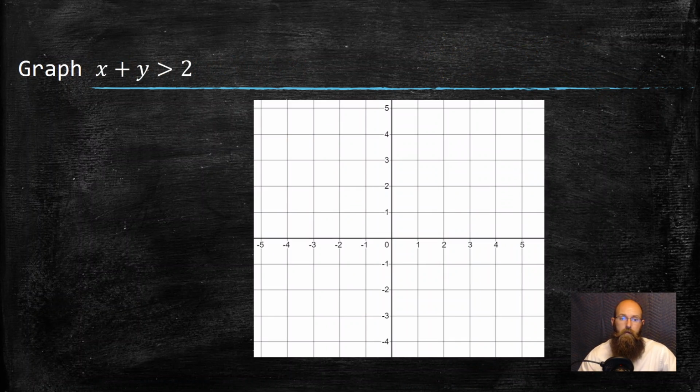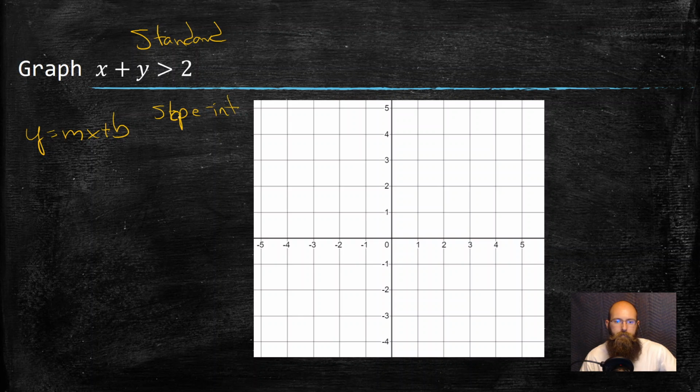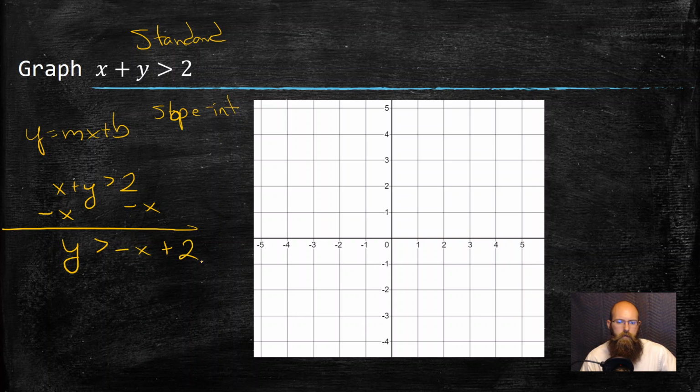Let's keep going. This one is slightly more challenging, right? x plus y is greater than 2. I have a harder time graphing it when it's like this, in standard form. I'm going to get this into slope-intercept form, y equals mx plus b. So I need to subtract my x over. I'm going to write down my original again right here. Subtract x. So now y is greater than, I'm going to put my -x first, so -x plus 2.